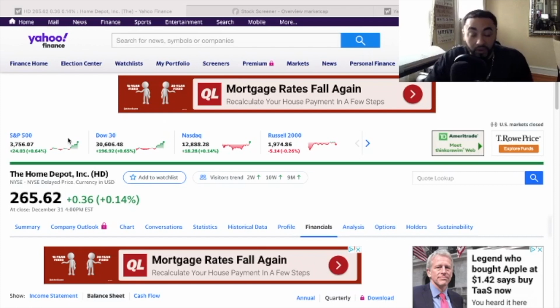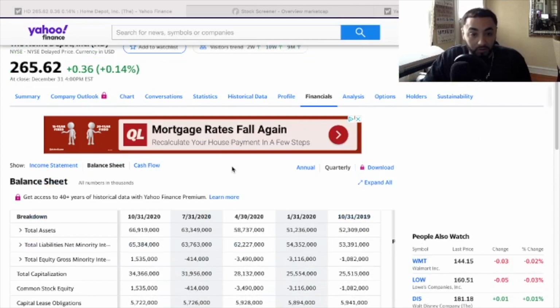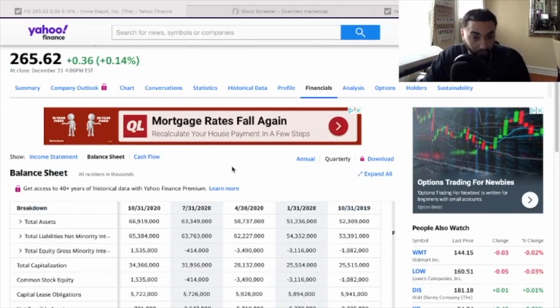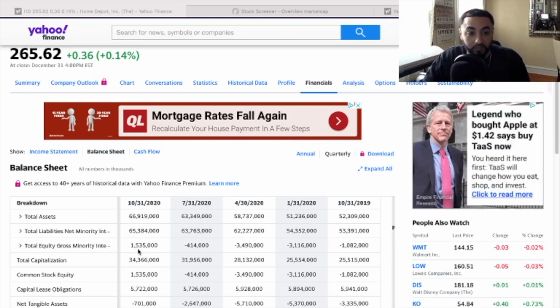Okay, so here we're on Yahoo Finance. You want to go to Financials, and then you want to go to Balance Sheet if this is what you're looking for. As you scroll down, the first thing you see is total assets, total liabilities, and total equity. So your total assets will always equal your total liabilities plus your total equity. That is why it's called the balance sheet.